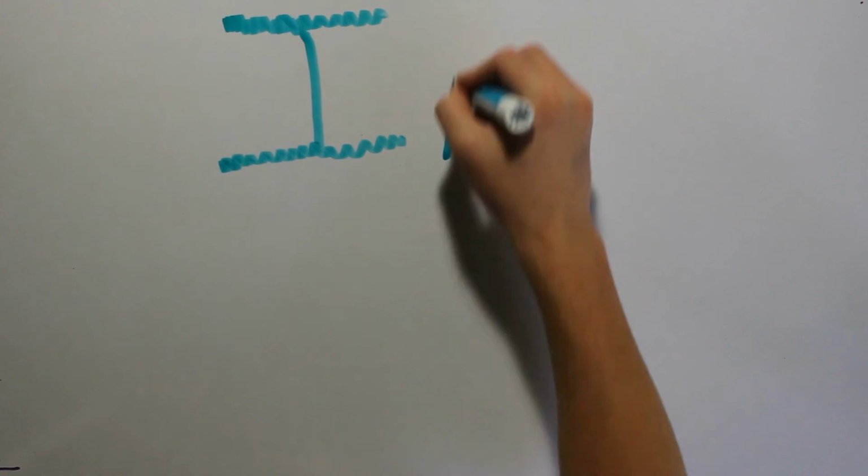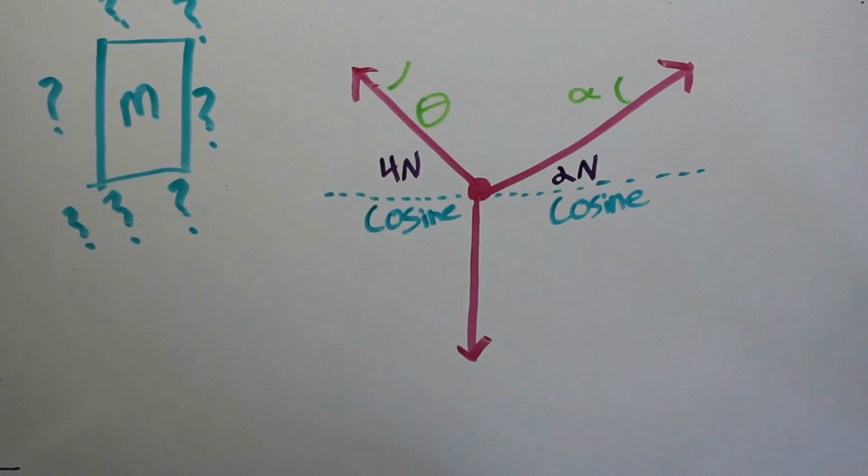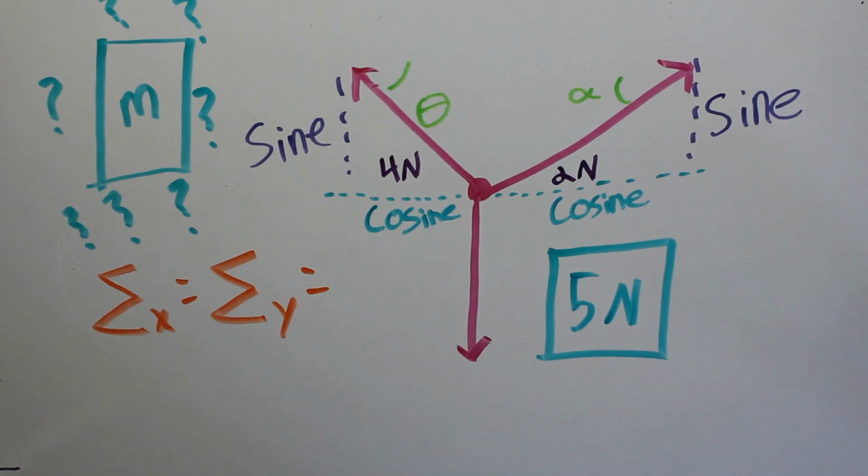In conclusion, this lab shows how to mathematically calculate for mass by taking the resultant tensions, in this case 2 newtons and 4 newtons, breaking them down into components by using trigonometry, sine and cosine, and using those components to find an unknown mass.